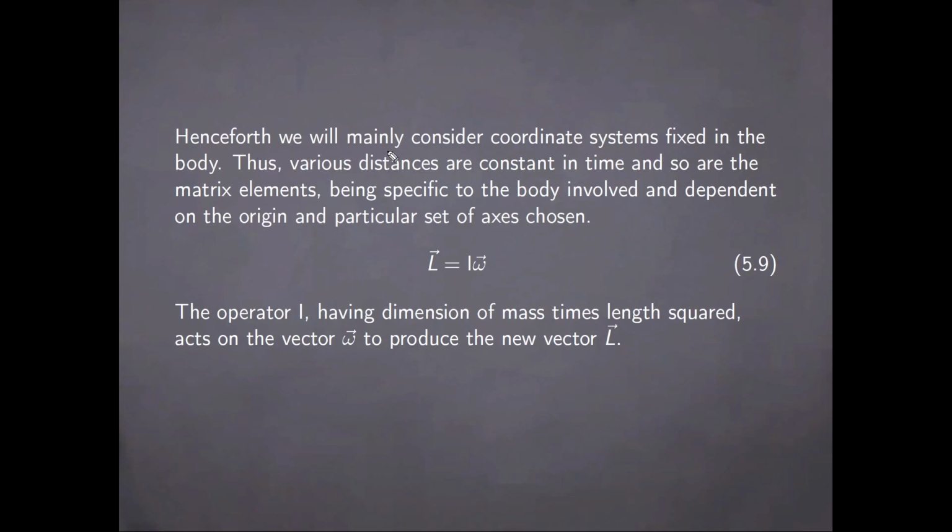Henceforth, we will mainly consider coordinate systems fixed in the body. In this case, various distances are constant in time, and so are the matrix elements, which become specific to the body involved and dependent on the origin and particular set of axes chosen. So what we have shown in these circumstances is the relation here, which says that the as of yet, let's say, not fully specified operator I, having dimensions of mass times length squared, acts on the vector omega in order to produce the new vector L.